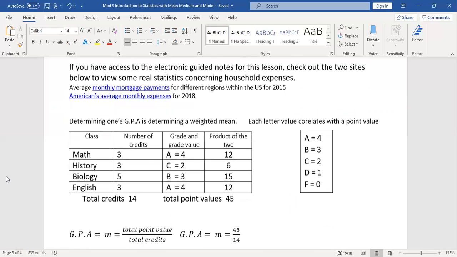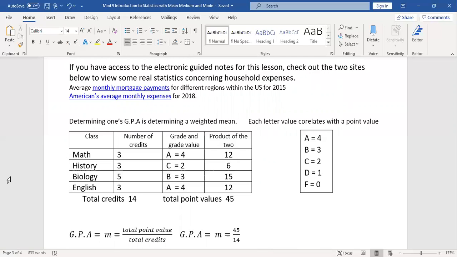Determining one's GPA is also determining a weighted mean. Each letter has a different value. A's have a 4-point value. B's have a 3-point value. C's have a 2-point value. D's have a 1-point value. And F's have 0 value.